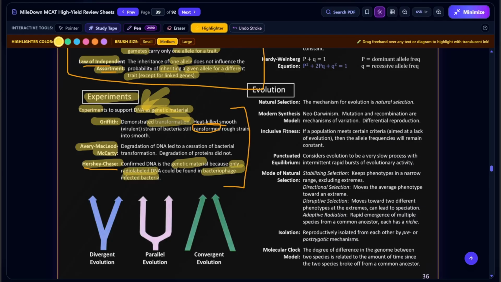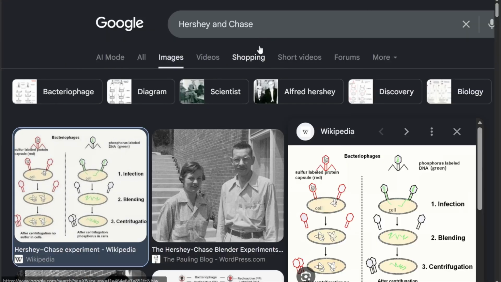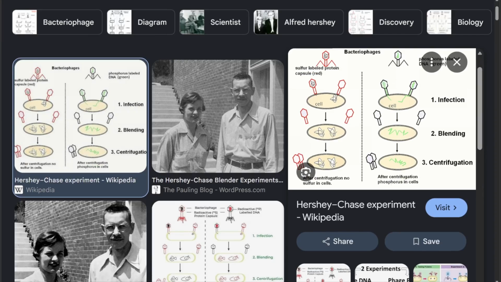I showed a picture of Hershey and Chase's experiment. Some scientists were still very skeptical, and Hershey and Chase tested viruses, also known as bacteriophages, that attack bacteria. A virus is basically just a protein shell holding DNA inside of it. Remember we talked about bacteriophages, and they have genetic material inside of their capsule.